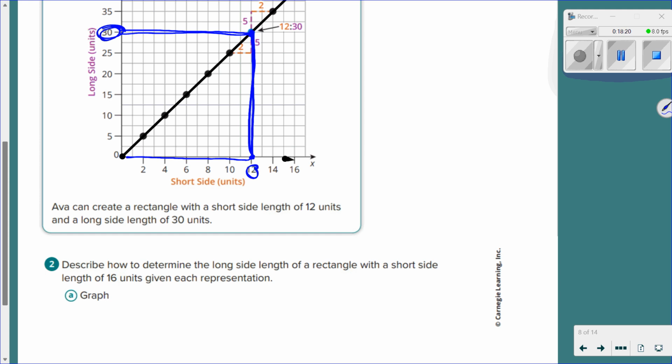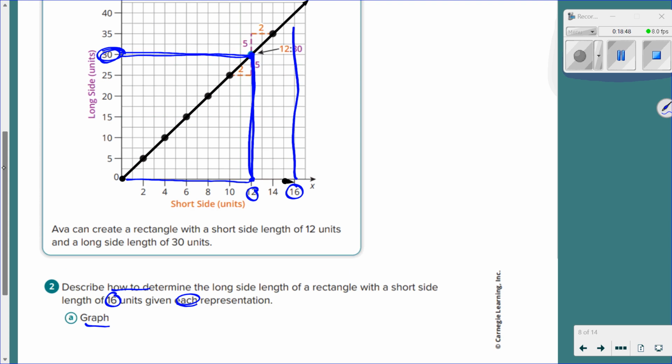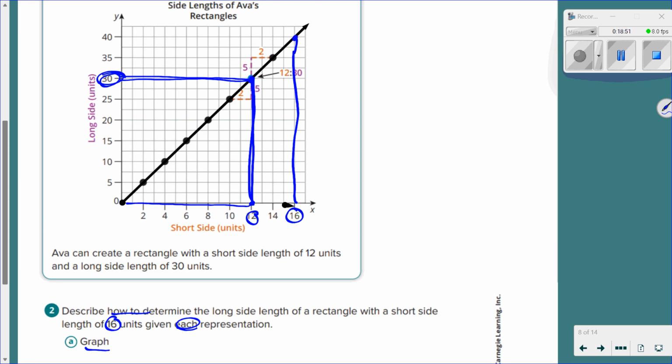Good. Okay, describe how to determine the long side with a length of 16 units given each representation. So if I have my graph and I now want to find a length of 16, what do you think I'm going to do? Any guesses? Alina? Follow it up. So I'm going to go over to 16. I'm going to follow it up until I hit the line, which I need to go back up a little bit. Here's where I hit the line, yes? So then I go to the left, and I can see that I hit my line at 40.